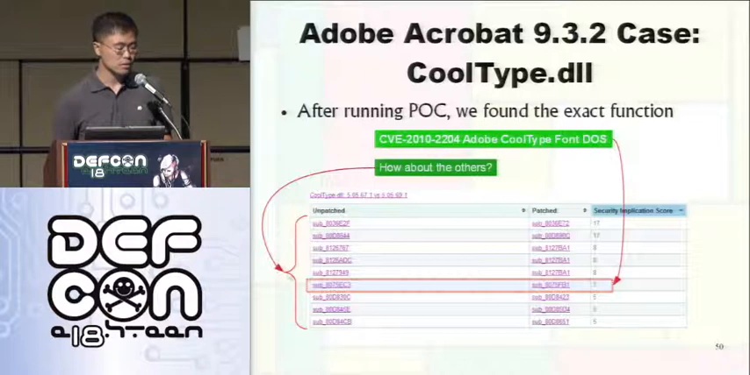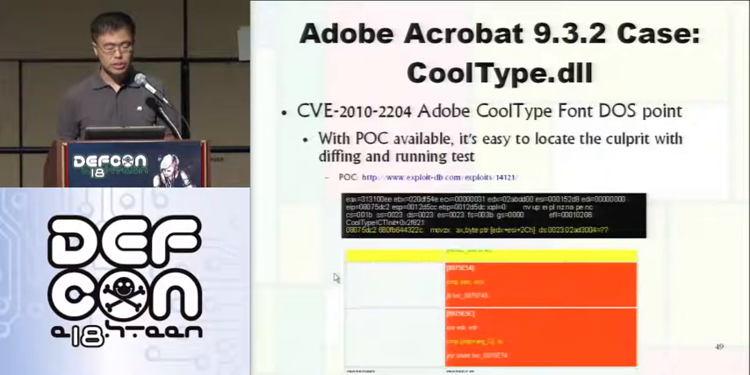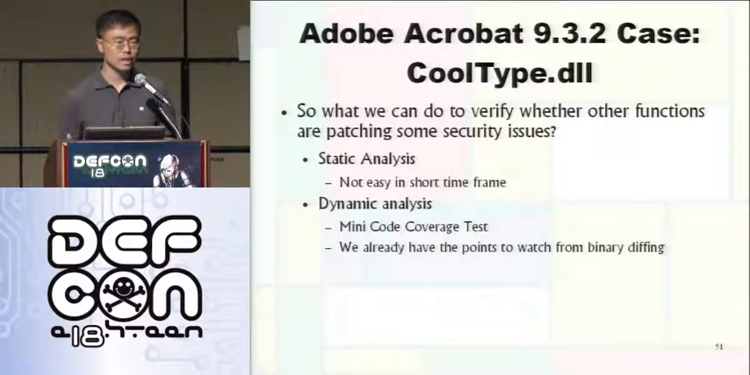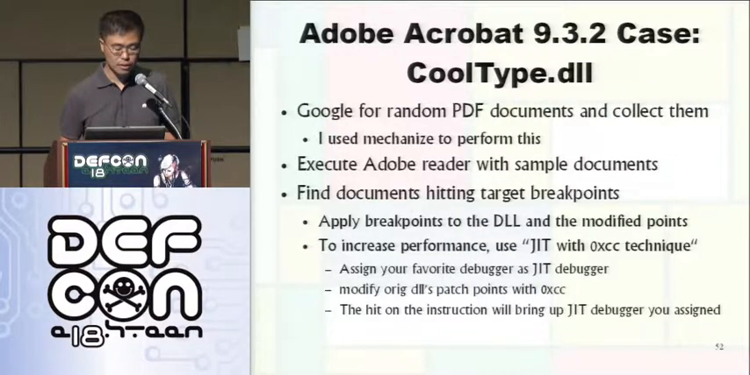Then how about the others? It looks like they fixed a lot of other problems here. They might have found similar problems in other code and patched them. With the original exploit code from Exploit-DB, you never hit the other functions. So how can you hit other functions and make an exploit for them, even though you don't know anything about CoolType? I used a method called the mini code coverage test. Let me show you.